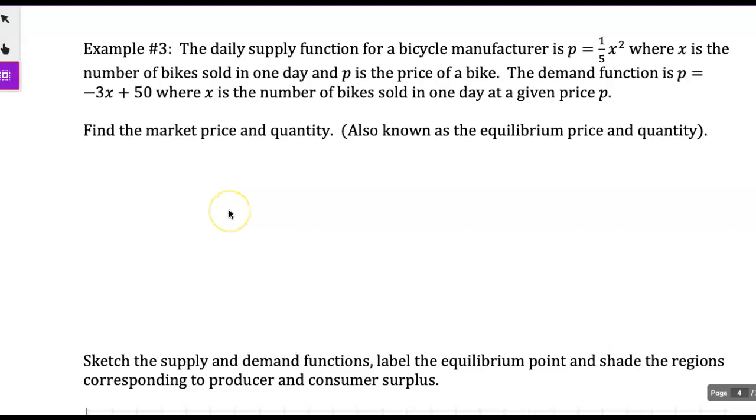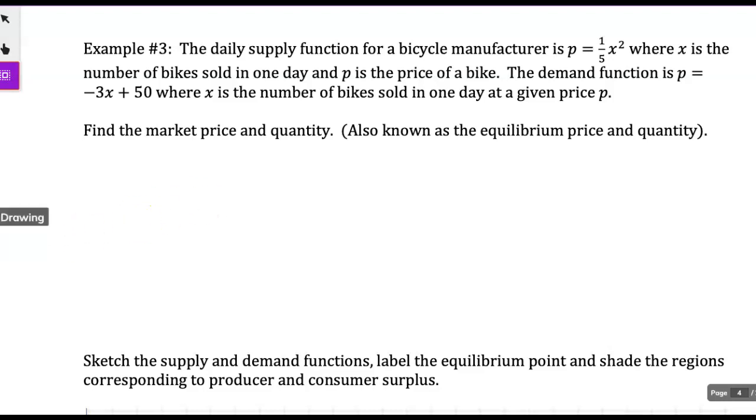Okay, so in this problem, we're going to combine both producer surplus and consumer surplus. And our goal is to find the equilibrium price and quantity and see how that benefits both consumers and producers.